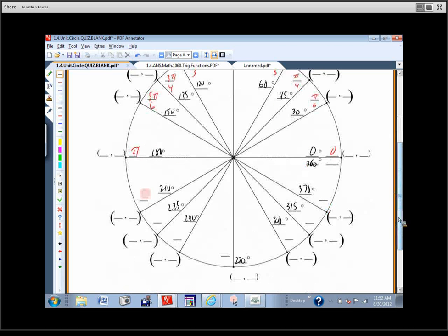Coming down here, 7pi/6, 5pi/4, 4pi/3, 3pi/2, 5pi/3, 7pi/4, 11pi/6, and all the way around is 2pi.